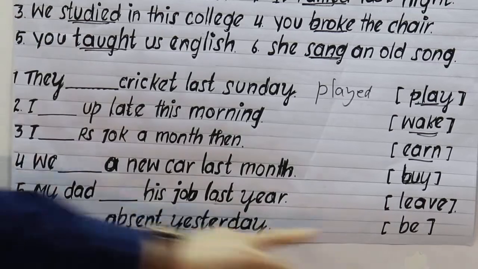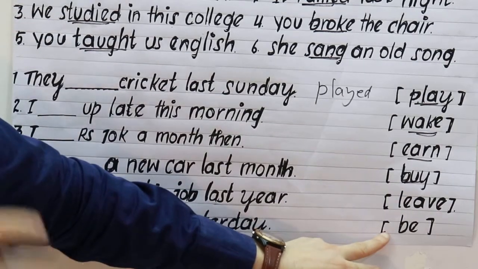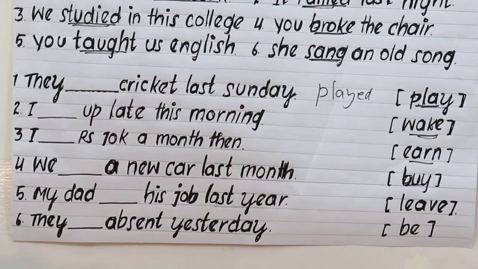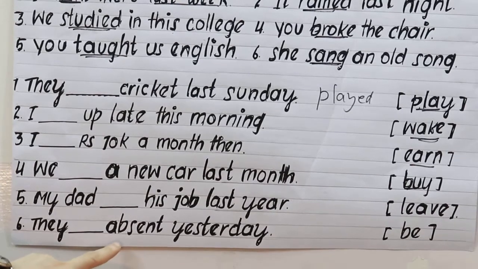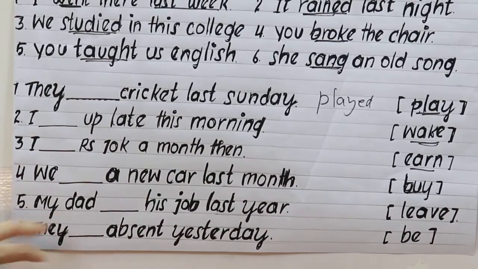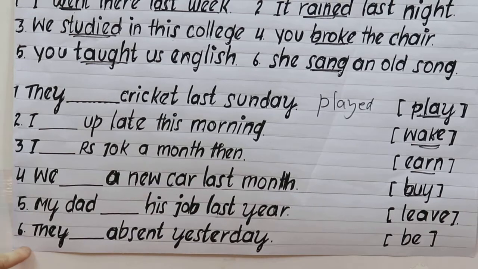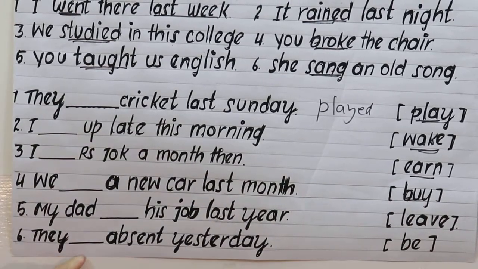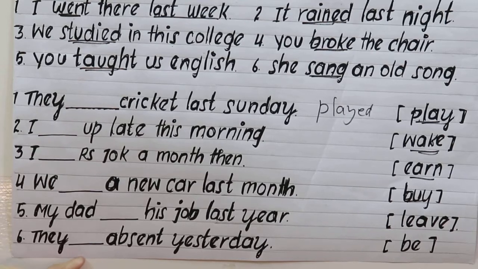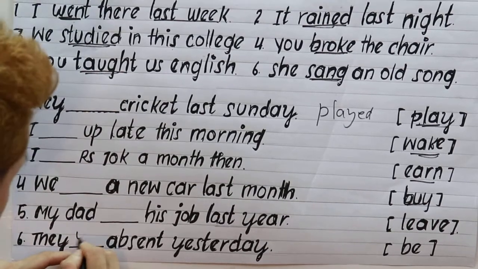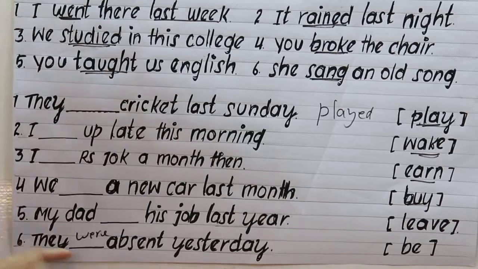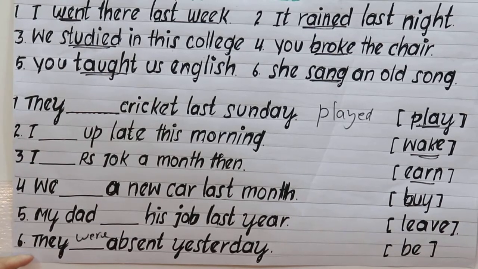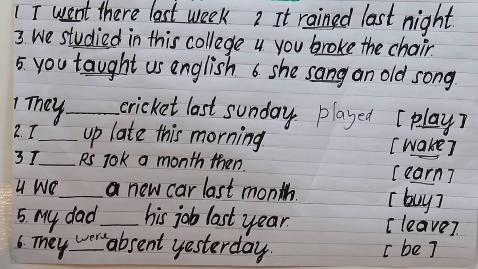They dash absent yesterday. Be. Okay. Be का past tense हमने क्या पढ़ा था? Be verb, was, right? Be का second form was, were होता है, तो they के साथ क्या आएगा? Were. They were. W-E-R-E. अगर single होता तो was होता, right? They were absent yesterday. कल वो लोग absent थे, right?